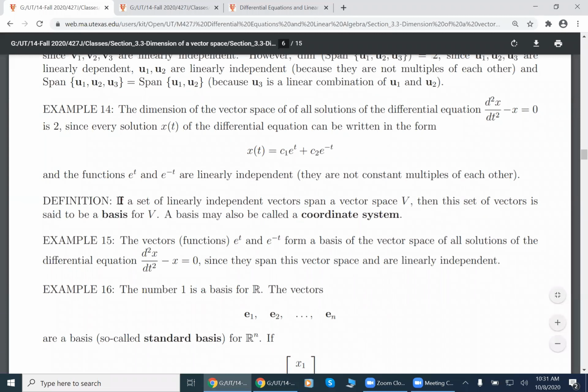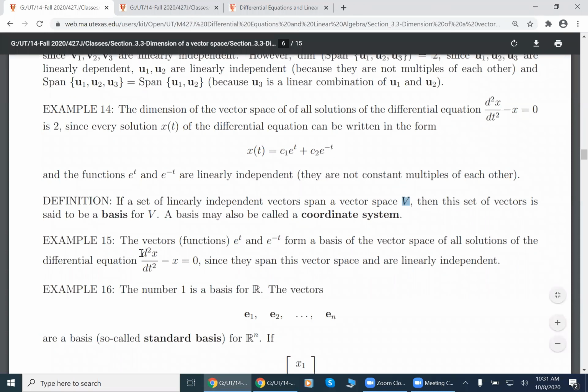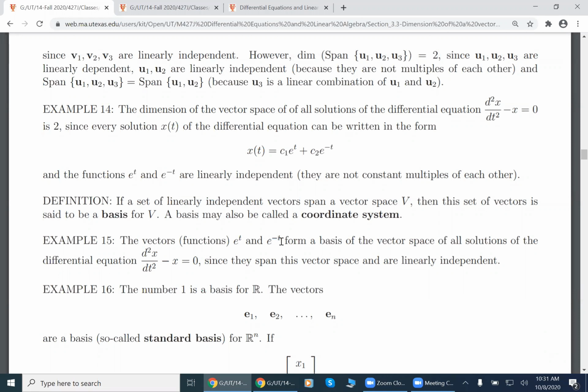Now, what is a basis? If a set of linearly independent vectors spans a vector space V, then the set of vectors is said to be a basis for V. A basis, guys. In almost all examples that we discuss here, there are infinitely many bases. So a basis is a set of linearly independent vectors that span the whole vector space. Here, let us go back to this example. These 2 functions form a basis.